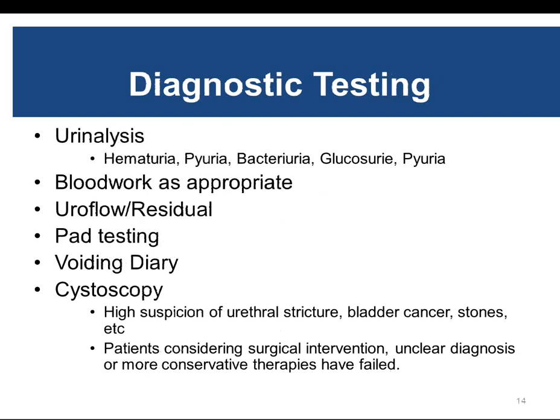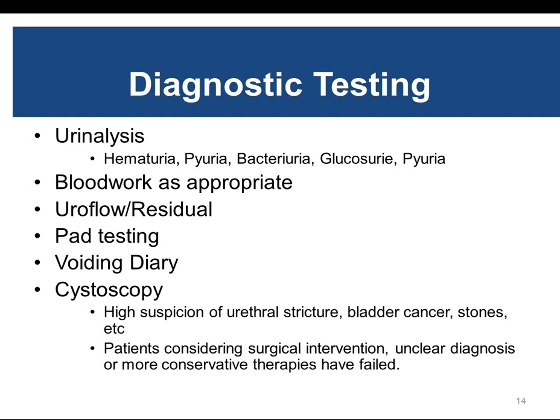What kind of tests might be ordered for you when you go to a doctor for incontinence? Well, the first thing is we will do a urinalysis. This is a urine test that we look at, make sure there's no blood, there's no bacteria, there's no sugar in your urine. We'll do some routine blood work, and then we may ask you to urinate into a machine which measures how much you urinate and how quickly.